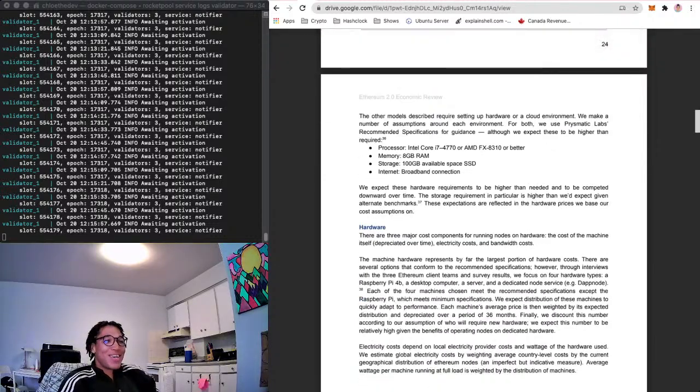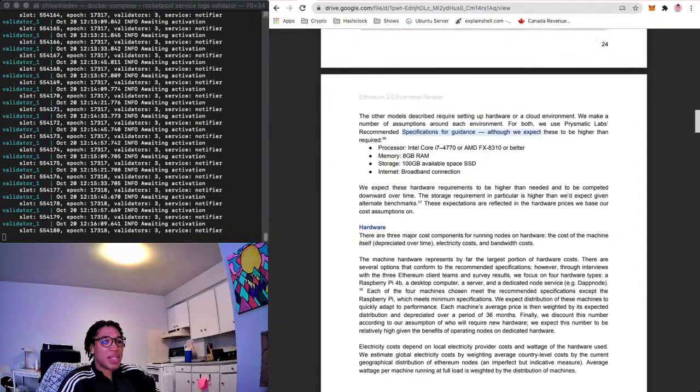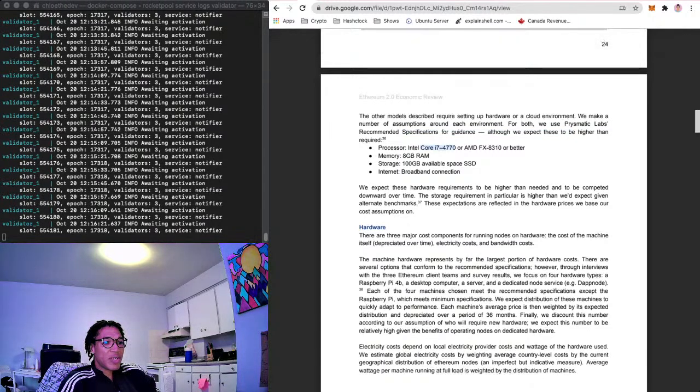Anyways, the other models described require setting up hardware on a cloud environment. We make a number of assumptions around each environment. For both, we use Prysmatic Labs recommended specifications for guidance, although we expect these to be higher than required. Intel Core i7 or AMD FX. Okay, I have that. 8 gigabytes of RAM. Got that. 100 gigabytes of space available, SSD. Got that. Broadband connection. Got that. Funny, because I just got that.